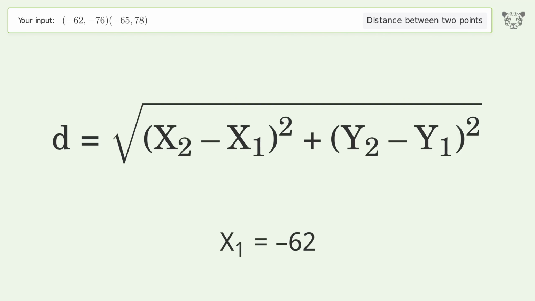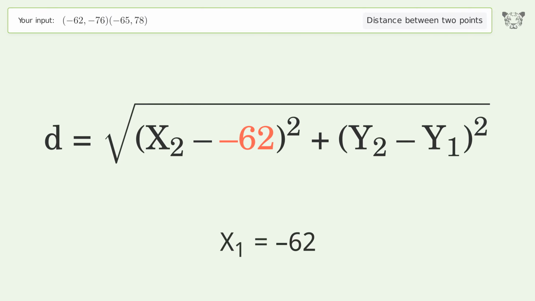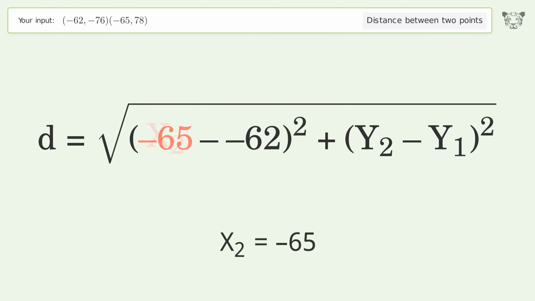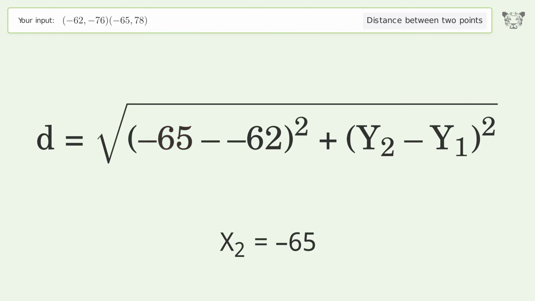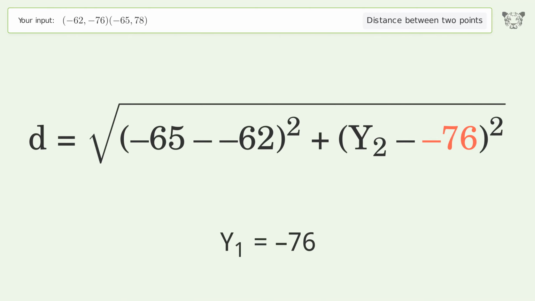x1 equals -62. x2 equals -65. y1 equals -76. y2 equals 78.